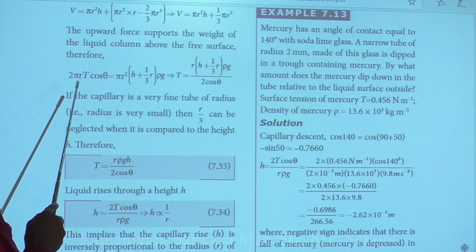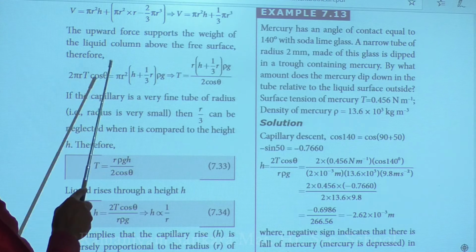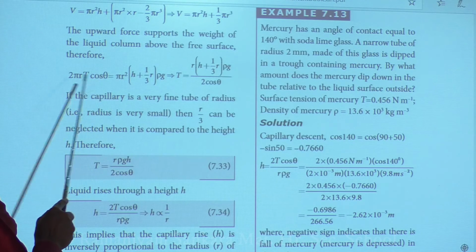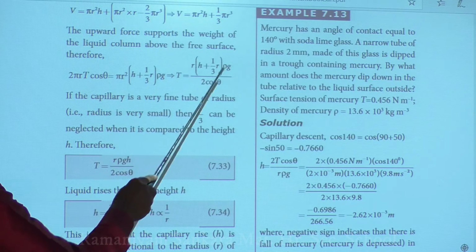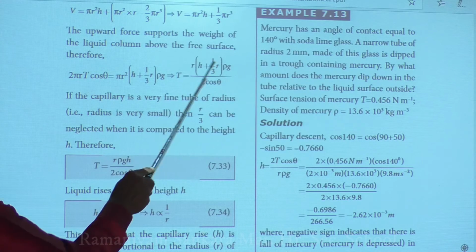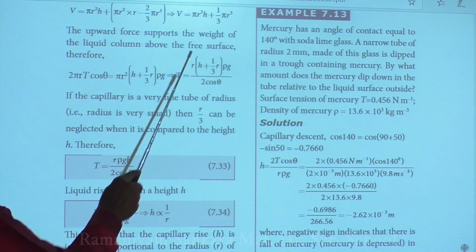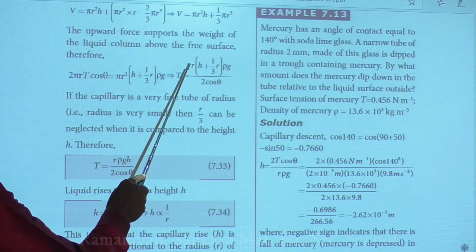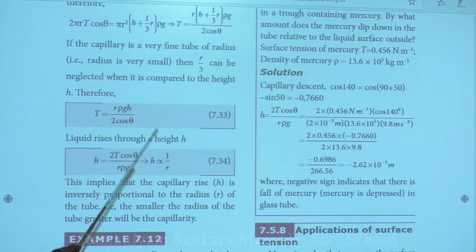So to make it equal, 2 pi r T cos theta, write it here. We want T only, bring it all down. Pi cancels, r cancels. So T equals r h rho g by 2 cos theta. Now, r by 3 can be neglected when h is very, very big. So we get r h rho g by 2 cos theta, the final answer.